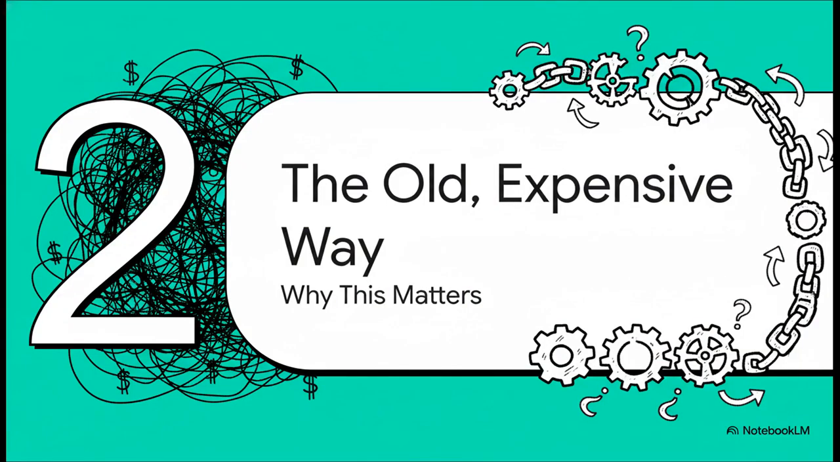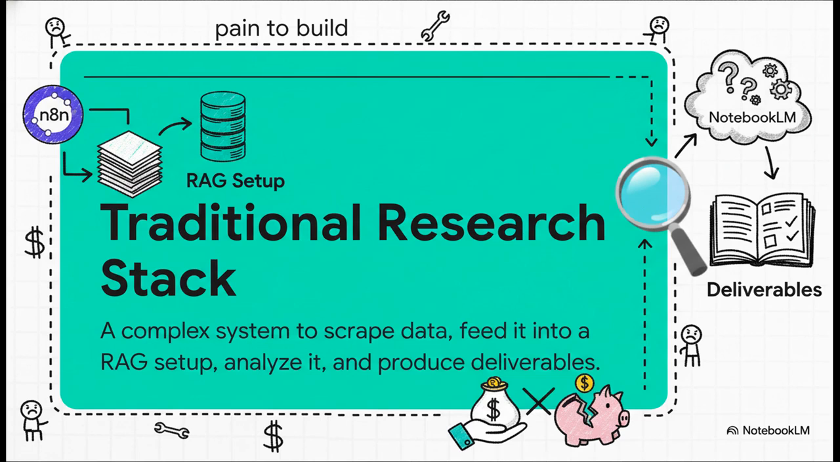But to really get why this is such a game changer, especially for individuals or small teams, we need to take a quick look at the old, expensive way of doing things. The problem this whole workflow solves? It's massive. See, if you tried to build something like this yourself, you'd be stuck wrestling with a traditional research stack. That means messing with automation tools like n8n to scrape data, then trying to feed it into a custom RAG, that's Retrieval-Augmented Generation, which just lets an AI search your own documents. It is a gigantic headache to build, it's a pain to maintain, and it costs you money.